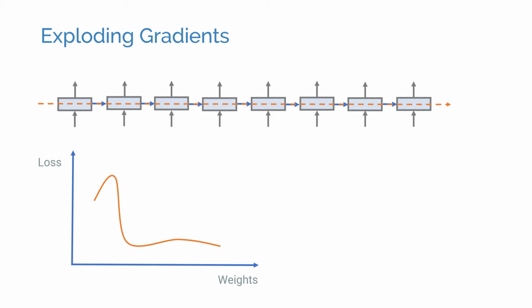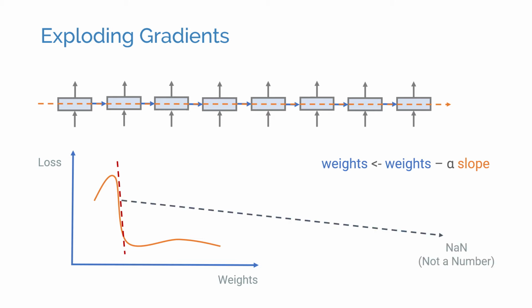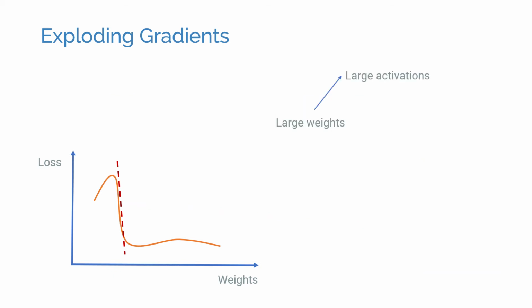The slope of the cost function at a point might be so large that, when we use it to update the weights, they might go outside a reasonable range and end up having an unrepresentable value such as a nan value. This doesn't have to happen in a single update either. It can happen over the course of several updates. A long chain of large weights leads to large activations, which lead to large gradients, and large gradients lead to large weight updates and even larger activations.